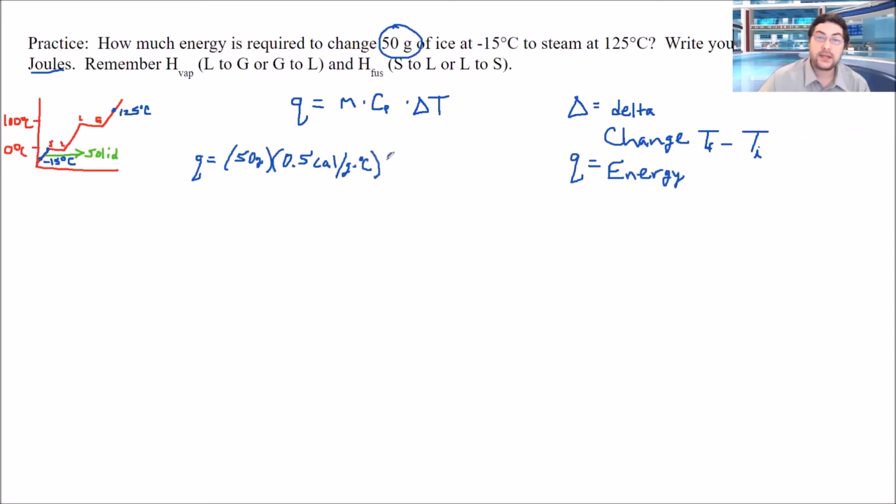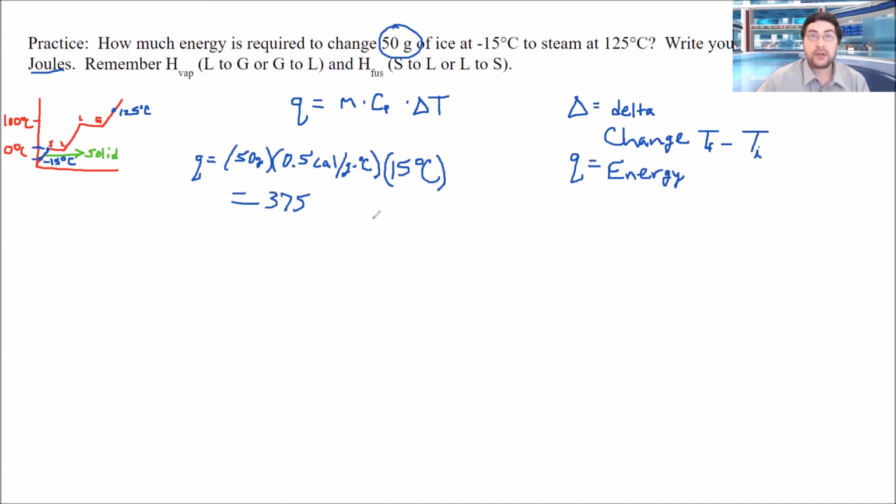And then we need the delta T, the change in temperature, final minus initial. Well, the final temperature that we're going to end up at is 0 degrees Celsius, okay? The initial temperature that we were at was negative 15 degrees Celsius. So 0 minus negative 15 is positive 15 degrees Celsius. Okay, so we need to figure out what this value is. We're just going to plug this into the calculator, 50 times 0.5 times 15, and we get 375.